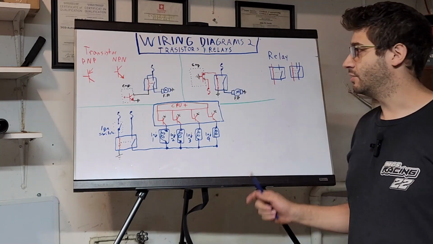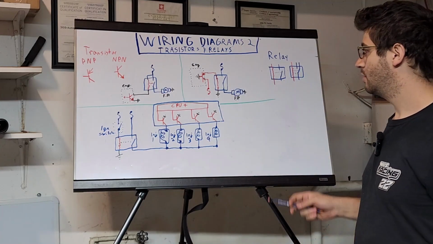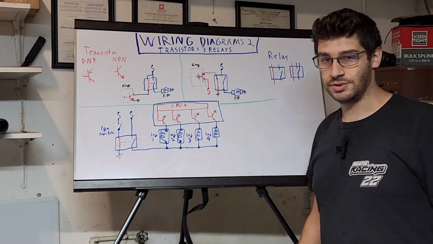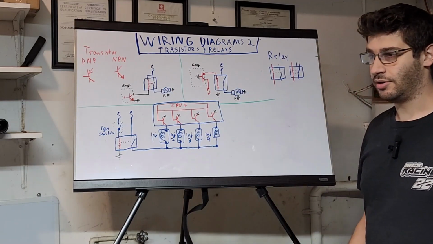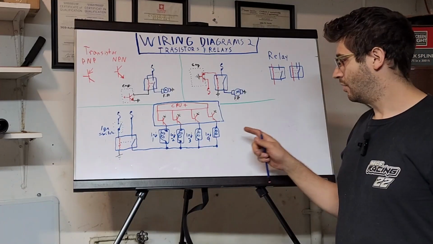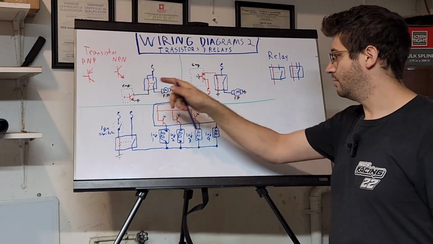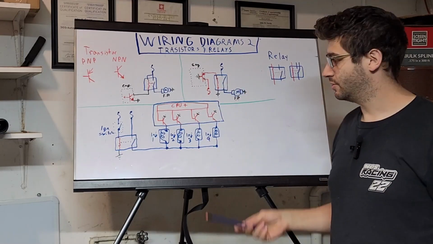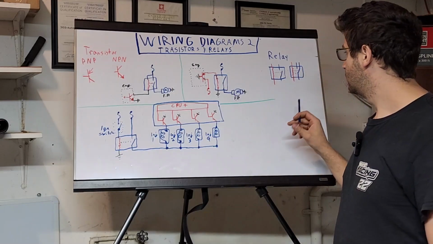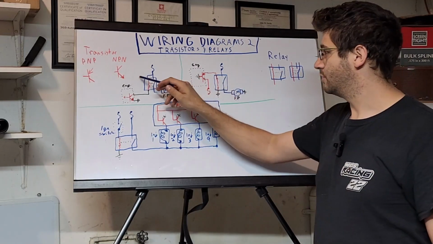Hello, today is part 2 of wiring diagrams. We're going to be talking about relays and transistors. If you haven't seen part 1 of our wiring diagram video, go back and watch that, talking about all the different symbols that we use for wiring diagrams. Very standard symbols, very important to understand. So today is relays and transistors.